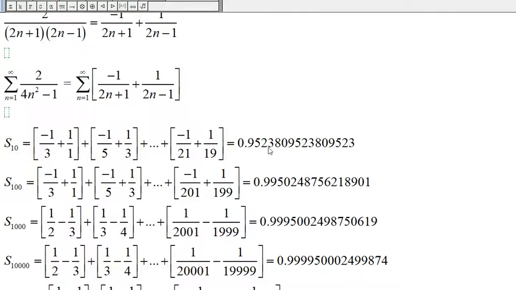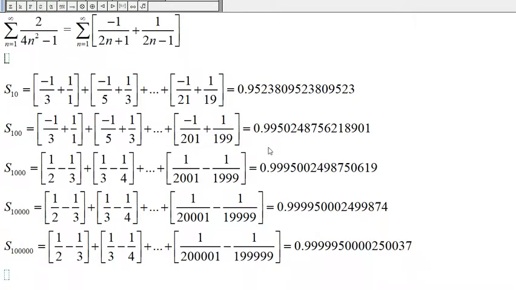So the sum of the first 10 terms is 0.9523. The sum of the first 100 terms is 0.995. The sum of the first 1,000 terms is 0.9995. The sum of the first 10,000 terms is 0.99995. And the sum of the first 100,000 terms will be 0.999995.